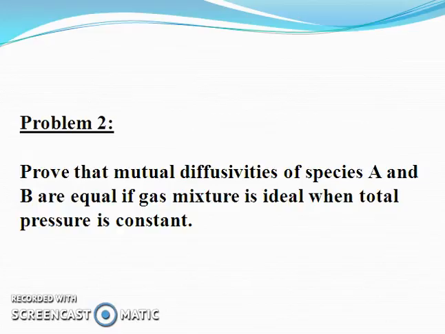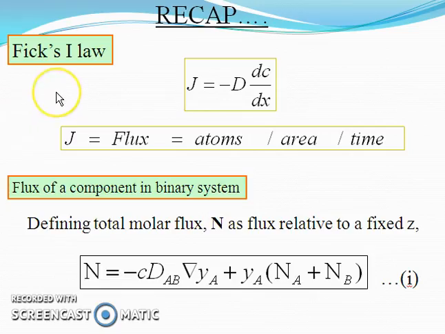Now this is a problem pertaining to a binary mixture, where we have only two components, that is species A and species B. If we recall what we studied earlier, Fick's first law of diffusion states that the diffusional flux is a function of the concentration gradient. For defining the total molar flux N for a binary system, it is a function of the molar flux of components A and B, the mole fraction, and the diffusional coefficient.